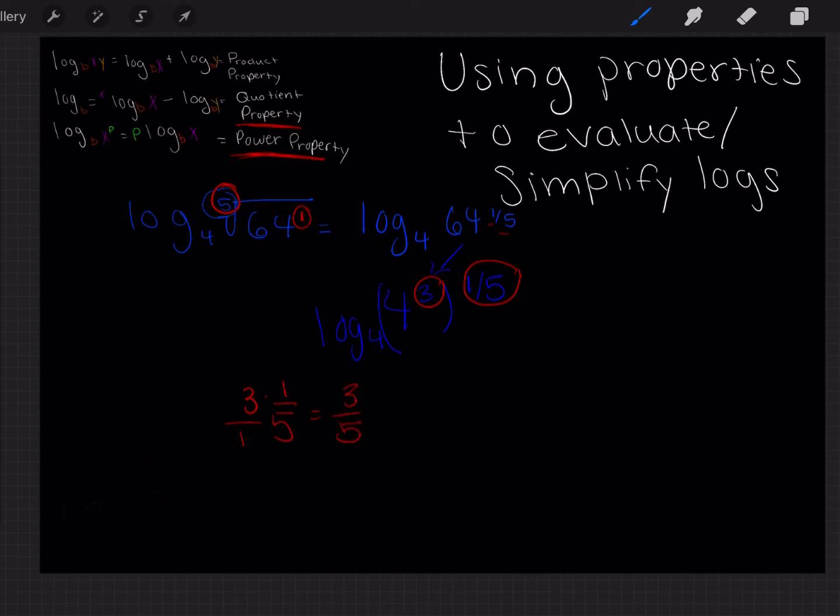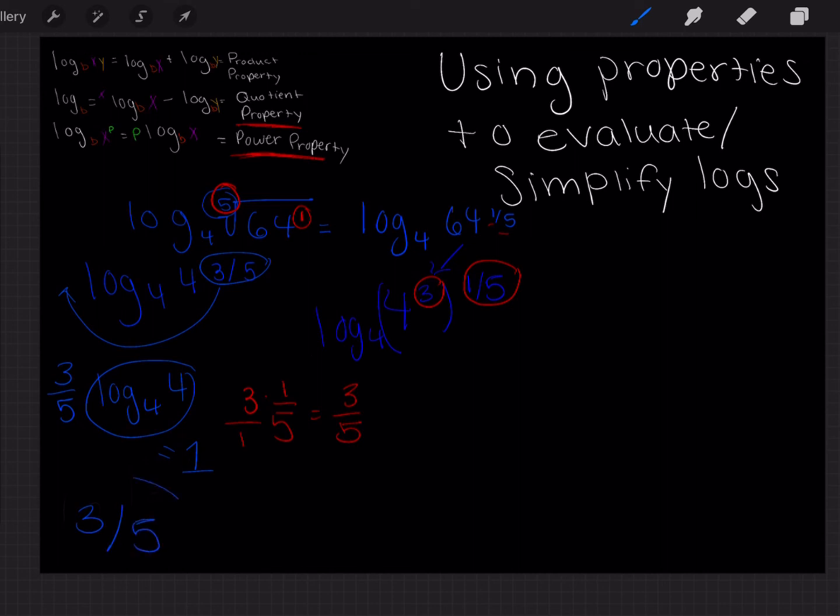And then you put that in parentheses, and your 4 to the power of 3 is to the power of 1/5. So we have to multiply those two together, and we get 3/5. So now we have log base 4 of 4 to the 3/5, which means that our 4 and our 4 cancel out, leaving us with just our 3/5.